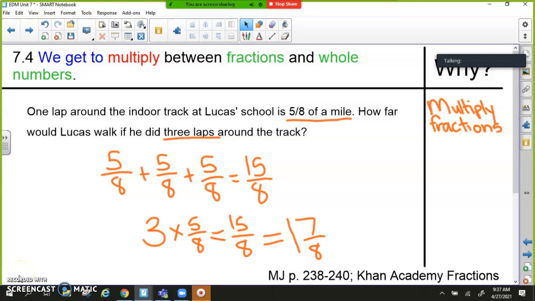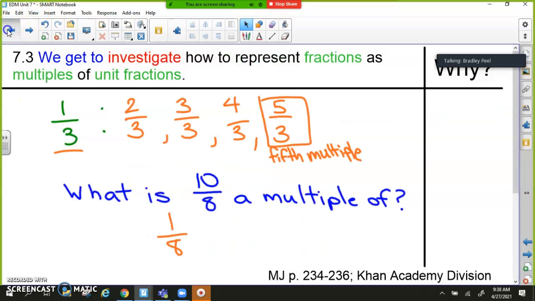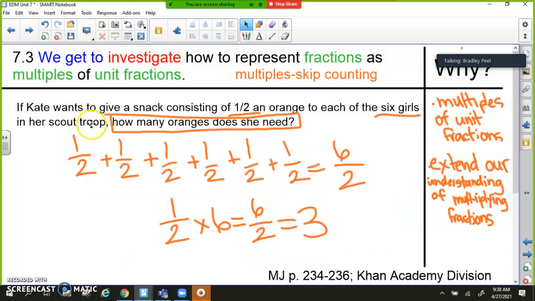Okay, friends, we're working on 7.4 today. We get to multiply between fractions and whole numbers. This is kind of a continuation of what we have been doing, multiplying fractions. So yesterday we worked through unit fractions, right? So starting with the 1 in the numerator, and then building those up through multiplication.